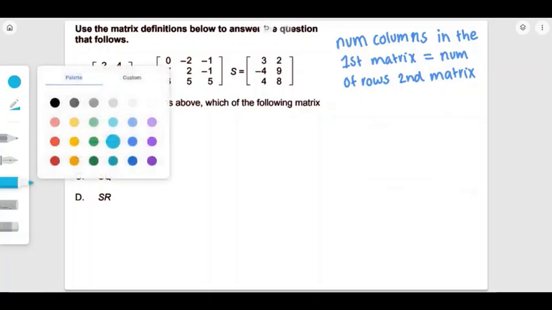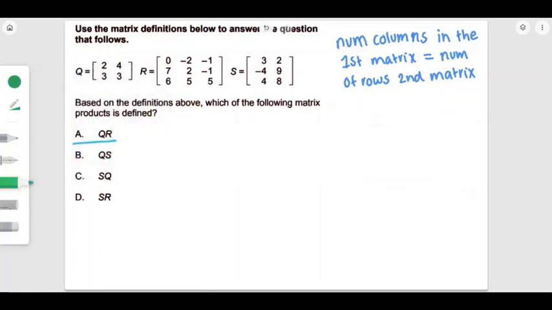So as you can see here, Q has 2 rows and 2 columns, which will give us a 2 by 2 matrix. Let's move to R. R has 3 columns and 3 rows, which will give us a 3 by 3 matrix. Always remember that the row comes first, then the column.